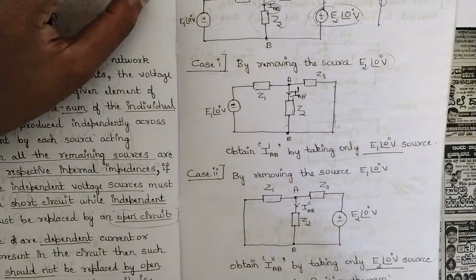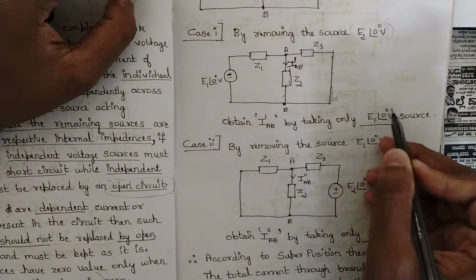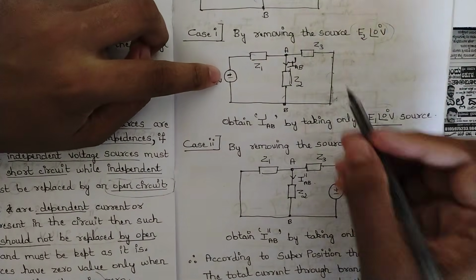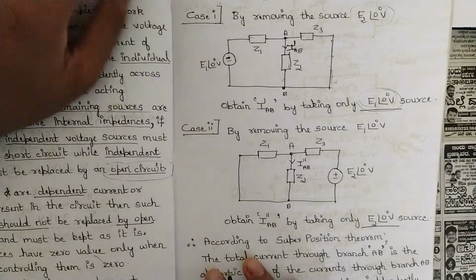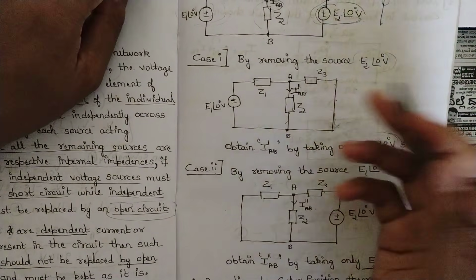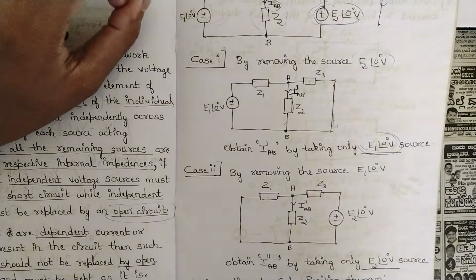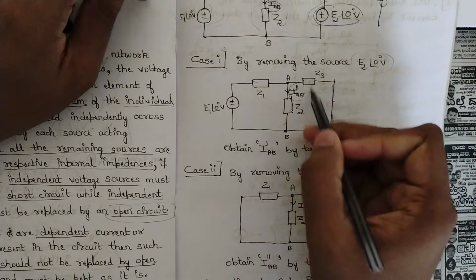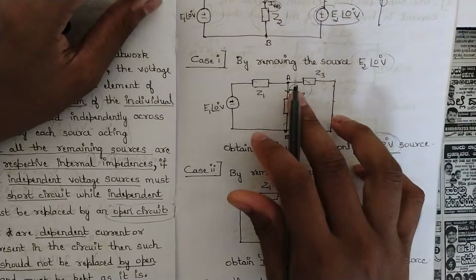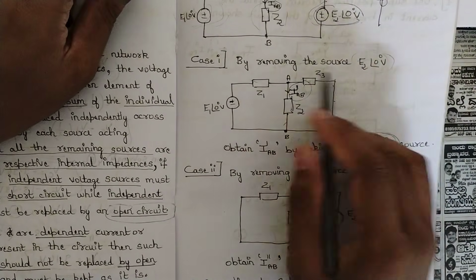Keep all the rest of the components as they are. Obtain I dash of AB by taking only this voltage source now. This is shorted; only this voltage source should now be considered. Obtain I dash of AB by any method, node analysis or mesh analysis, it is up to you, but I suggest you do mesh analysis to obtain this current. After doing any kind of mesh or node analysis, you would obtain this current.